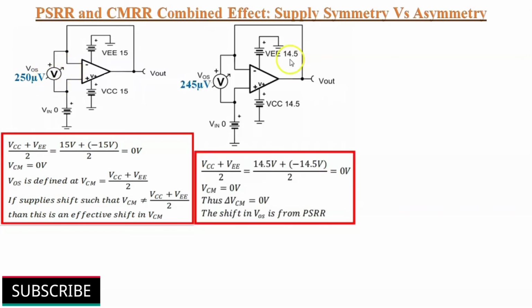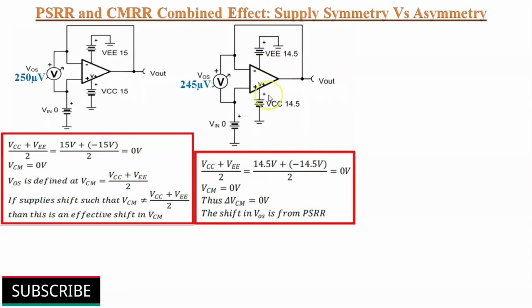In the second case, the supply voltage has been changed to plus or minus 14.5 volts symmetrically, such that the average voltage is still 0 volts. In both the first and second conditions, the common mode voltage with respect to ground is 0. So this circuit also doesn't have common mode voltage because the supply change is kept symmetrical. The shift in offset voltage is 5 microvolt because of power supply rejection ratio.